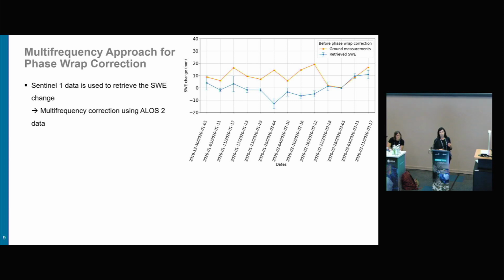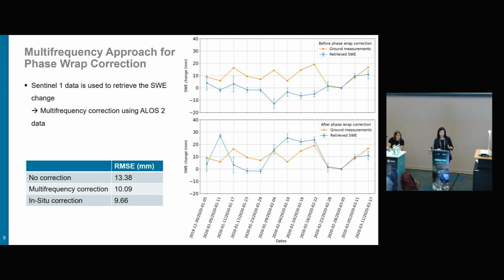Here's an example for Sentinel-1 data over a test site in Finland. In the plot, you can see again the sweep change and the dates. We always have 6 days temporal baselines. In orange, you can see the ground measurements, and in blue, you can see the retrieved sweep values. Now ALOS-2 data from the same winter is used to add the missing phase cycles, and we obtain the following results.